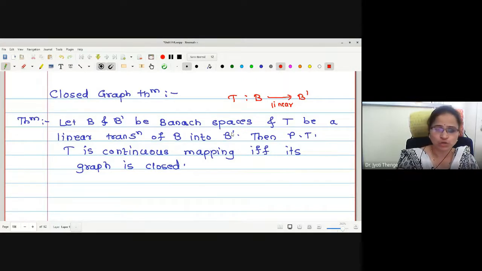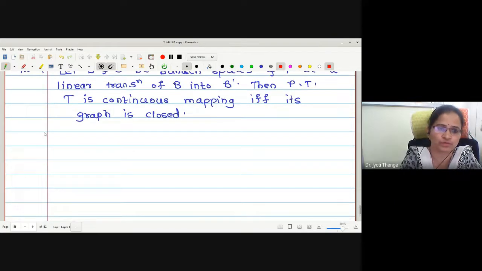Whenever you wanted to show the mapping is closed, it is sufficient for me to check its graph. And if the set graph is closed, mapping should be continuous, provided the mapping is linear. All these are the properties under linearity only. Correct, no? Let me go for one part of the proof. Only if part.